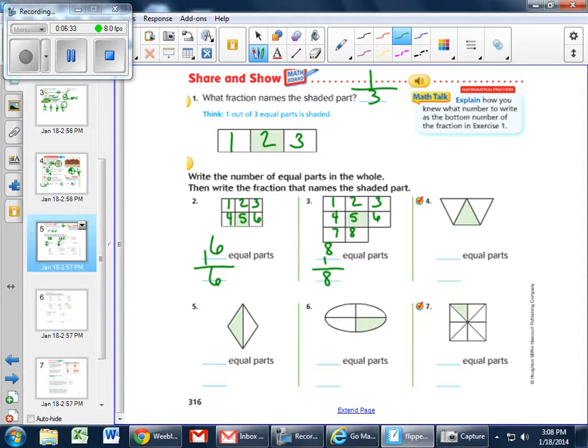Remember, anything with a 1 on the top is a unit fraction. That was that new term that even I wasn't sure of when we first started. Number 4, start by numbering your parts. I have 3 equal parts. That's my denominator. Fraction bar on top of it. How many are colored in? 1. My unit fraction is 1/3.